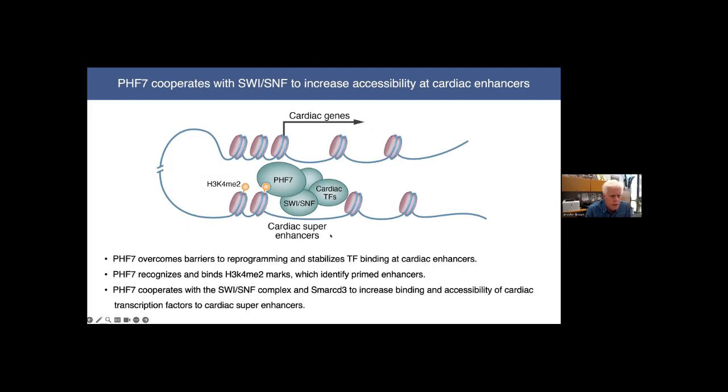These were the conclusions of that initial in vitro study: PHF7 can overcome, we believe, barriers to reprogramming and stabilize transcription factor binding at cardiac enhancers. We know from prior work that PHF7 recognizes and binds H3K4 dimethyl marks, which are well known from the work of others to identify primed enhancers. And in work which we've published, so I won't go into it in detail, we've shown by proteomics that PHF7 cooperates with the SWI/SNF complex and with SMARCD3 to increase binding and accessibility of cardiac transcription factors to super enhancers. And I showed you some of the chromatin IP data to support that.